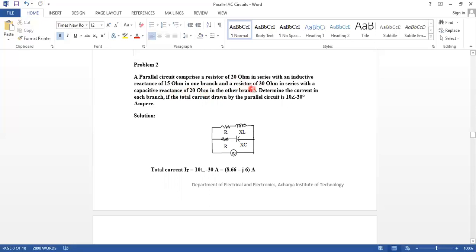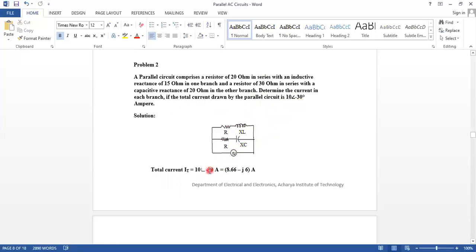And a resistance of 30 ohm in series with a capacitive reactance of 20 ohm in another branch. So the other branch consists of resistance of 30 ohms and capacitive reactance, that is XC, of 20 ohms. These two branches are connected in parallel. Determine the current in each branch if the total current drawn by the parallel circuit is 10 at an angle minus 30. This is connected across a voltage source, and the total current supplied by this source is 10 at an angle minus 30. We need to find the current in each branch.